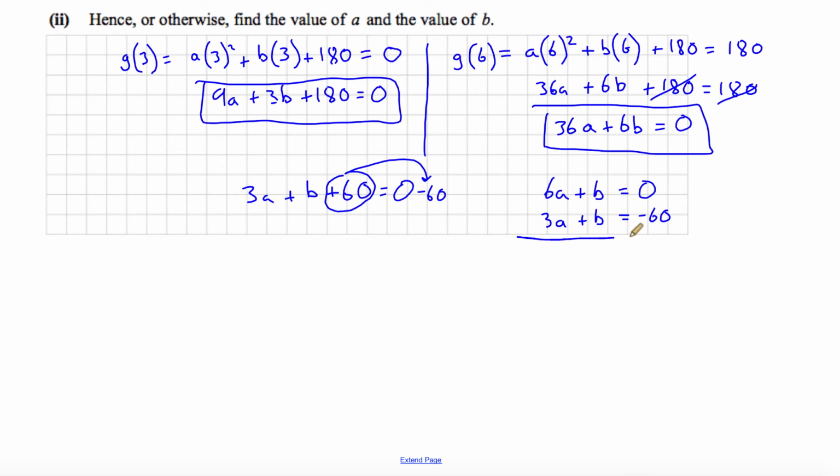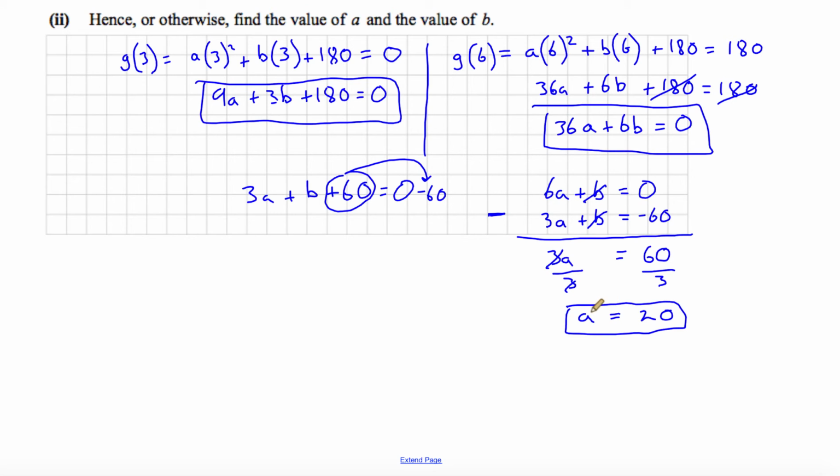I'm going to use the elimination method. I've got b here and b here, so I can subtract to eliminate them. So I have 6a minus 3a is 3a, b minus b is 0, and 0 minus negative 60 gives me positive 60. So 3a is 60, and if I divide both sides by 3, I'm left with a is equal to 20. So that's my a value done and boxed off.